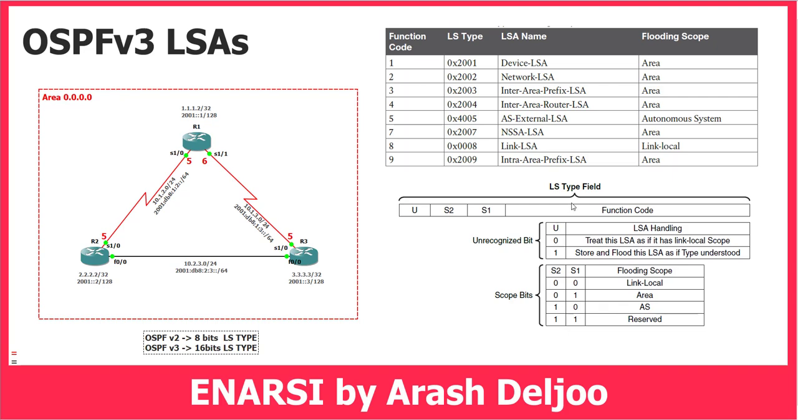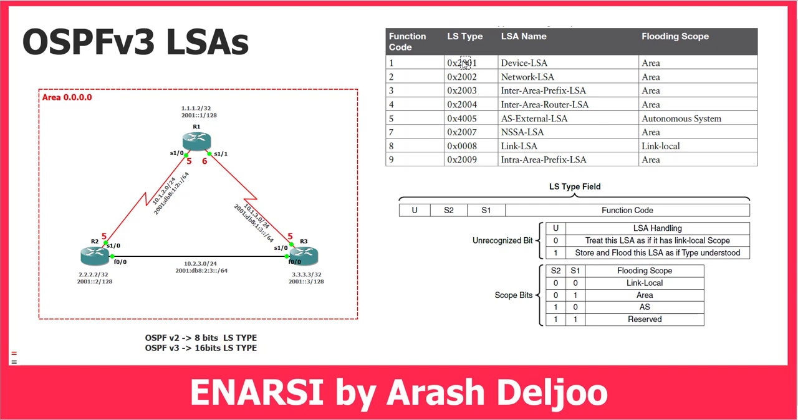About the function code, we are using the remaining bits of the link state field to indicate the function code of this LSA. For example, function code of 1 maps to router LSA, 2 to the network LSA, and some other things. I will show you. Let me calculate this LS type for you for better understanding.